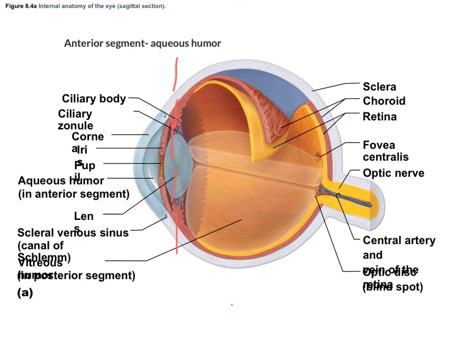The eyeball itself has 3 layers. You have a fibrous outer layer, which is the sclera, or the white of the eye. Underneath that, you have a vascular layer in the middle, called the choroid. And then you have the retina, which we call the inside layer, or the sensory layer.